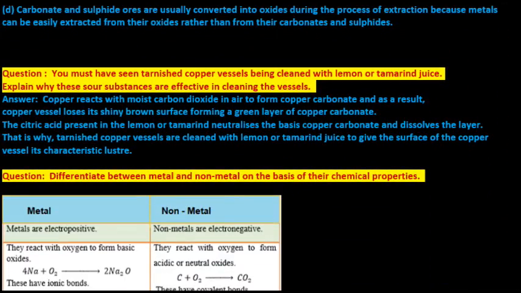Next question. The carbonate and sulfide ores are usually converted into oxides during the process of extraction, because metals can be extracted more easily from these oxides than from the carbonates and sulfides.